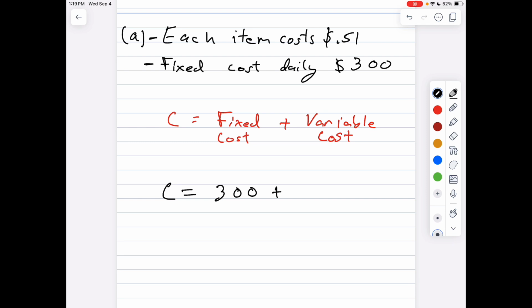And then we have the variable cost. The variable cost is the cost that changes depending on a factor. When you make some product, each item is going to cost you some money, right? So the total cost for making some number of items is given by 0.51x, where x is the number of items. So 300 plus 0.51x is going to be our total cost, variable plus fixed cost.